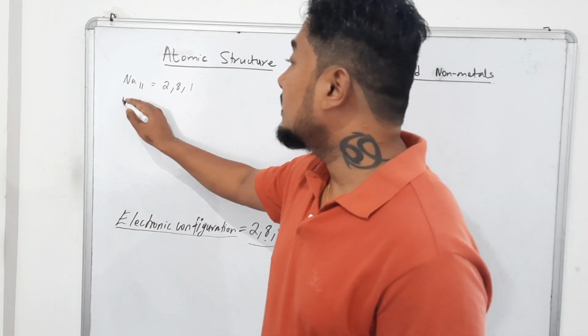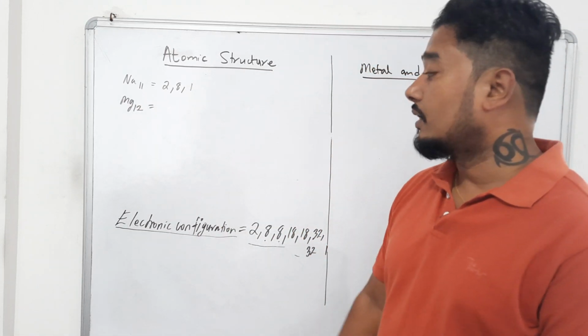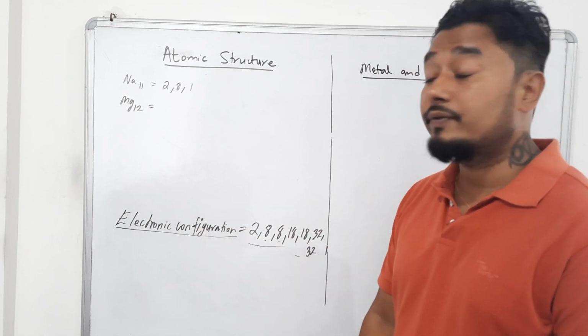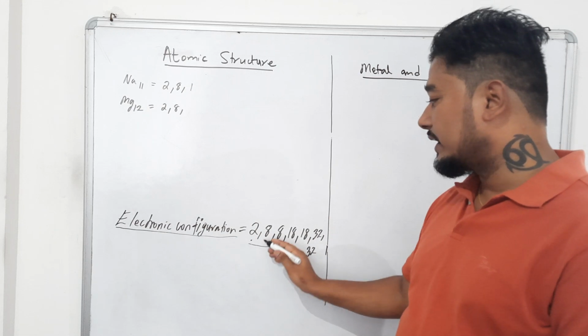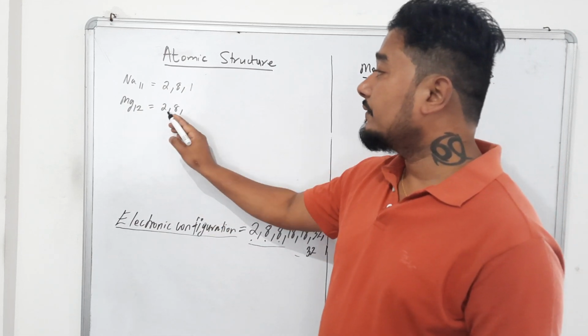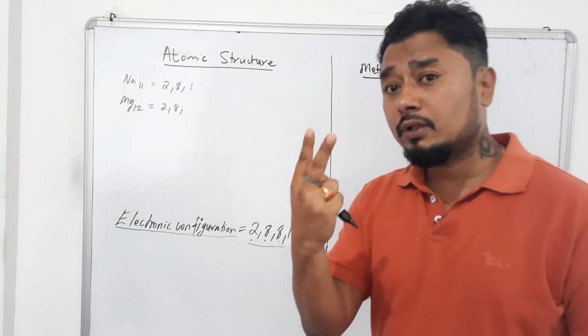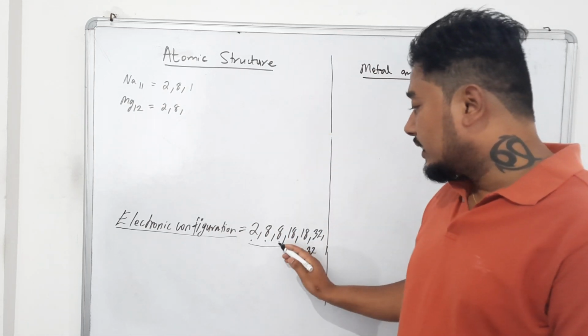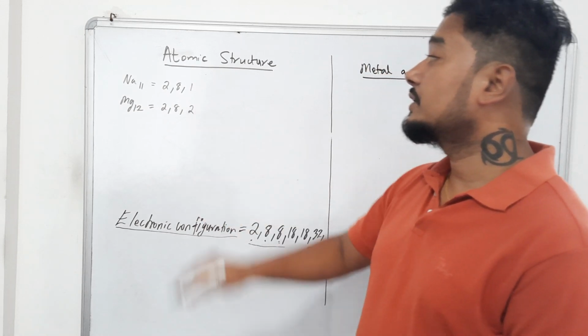Done? Similarly, let us do magnesium then. Atomic number is 12. So the electronic configuration, how to distribute the electrons? First 2, then 8 as usual. First 2 and 8 done. Now out of 12, 10 is gone. How much is left with you? 2 is left. In the third you can put 8, but only 2 is left with you. So you put 2 out here.